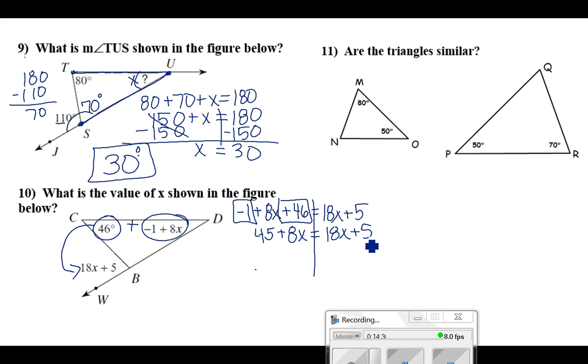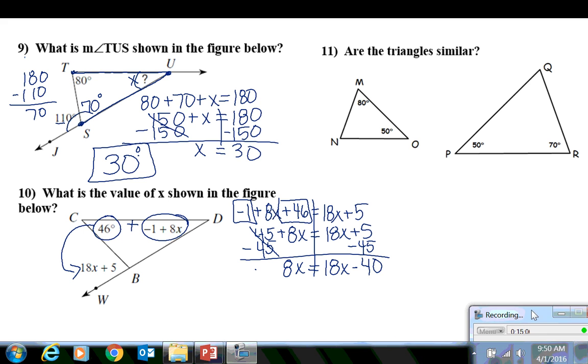Now we need to start moving things to get the x's on one side and the regular numbers on the other side. I'm going to move the 45 to the other side. Minus 45, minus 45. And I have 8x equals 18x. And positive 5 minus 45 is going to be negative 40.